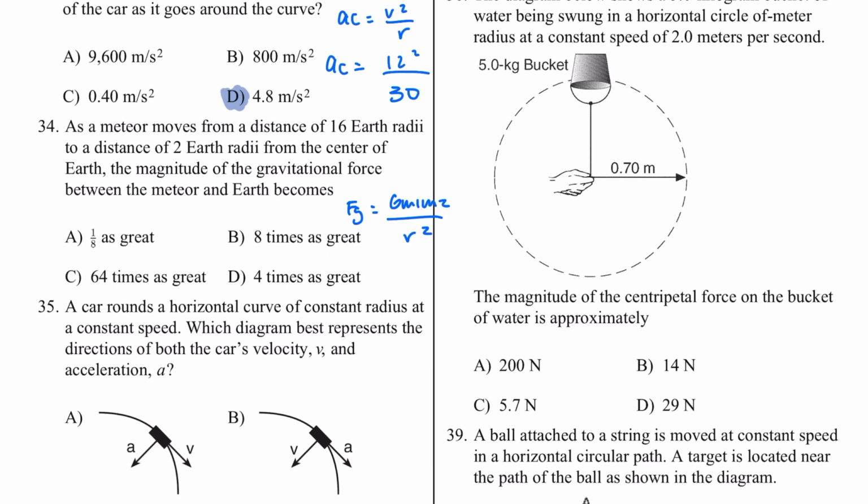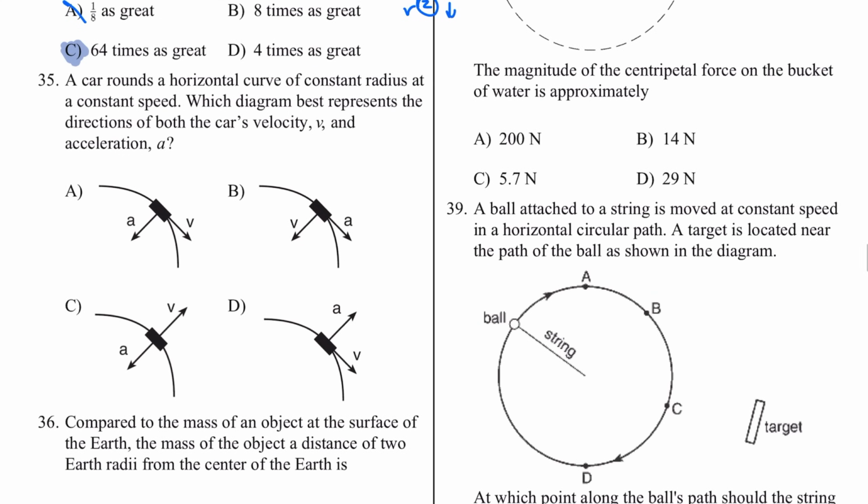Now, we can see that radius is in the denominator, so that means the relationship between radius and gravitational force are opposite. So as radius decreases, that means Fg is going to increase. So we can immediately eliminate choice A. Now, the radius goes from 16 to 2, and 16 divided by 2 is equal to 8. So the gravitational force should increase by 8 times, but radius is squared in this formula. So that means we have to do 8 squared, which equals 64. So that means the gravitational force will increase by 64 times. So that's choice C.